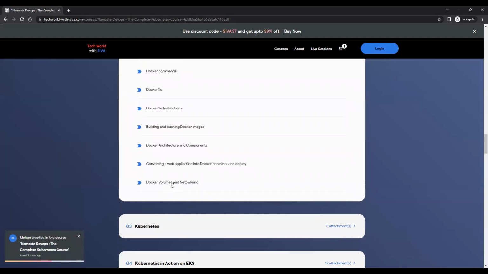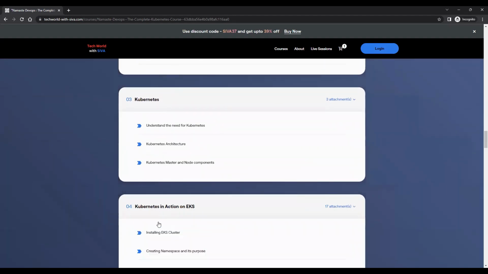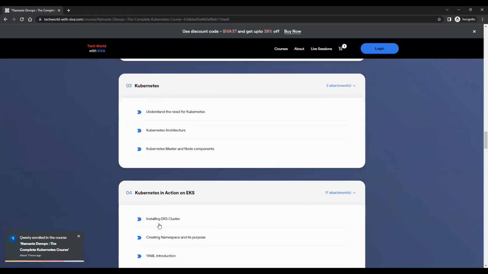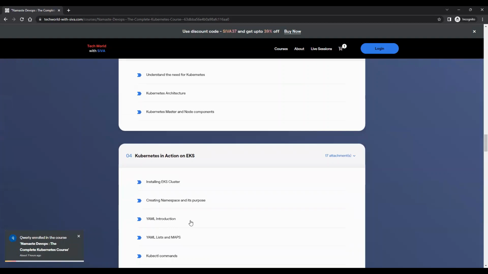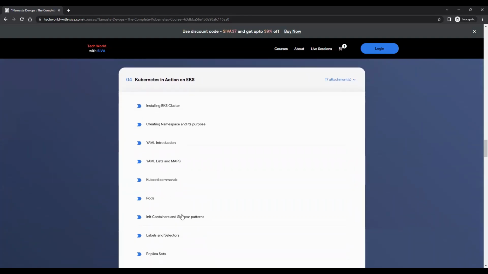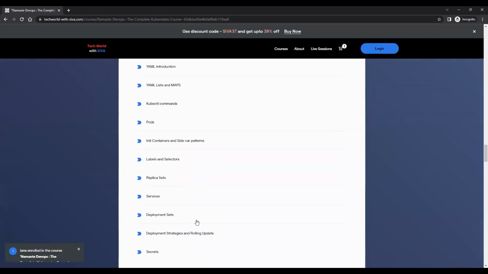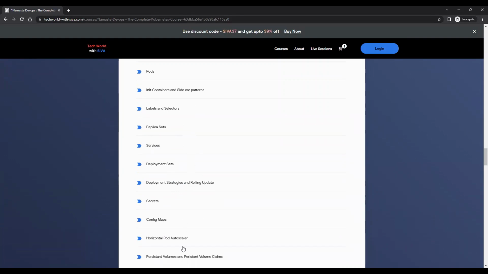We will understand the problems of having many Docker containers. Then we will understand the need for Kubernetes, its architecture and its components. Then we will provision one production-grade EKS cluster on AWS. We will create namespaces, understand how to write YAML, and learn kubectl commands. We will understand pods, ReplicaSets, services, deployments, deployment strategies, secrets, and config maps. Everything I mentioned here, we will learn with our RoboShop project, which is a real-time project from IBM.